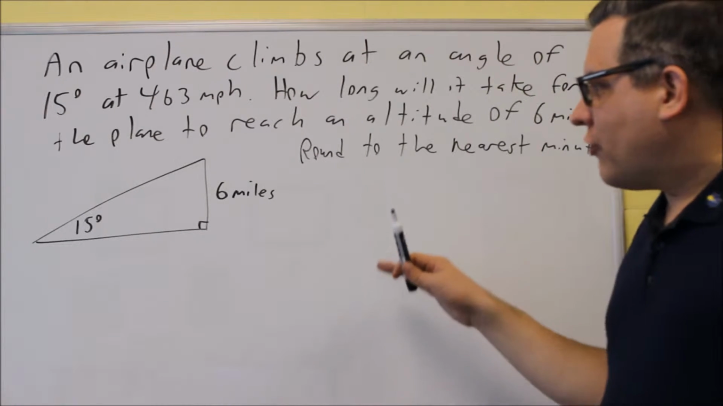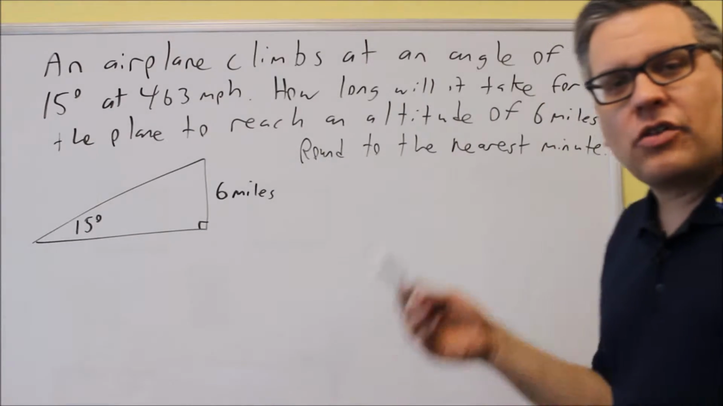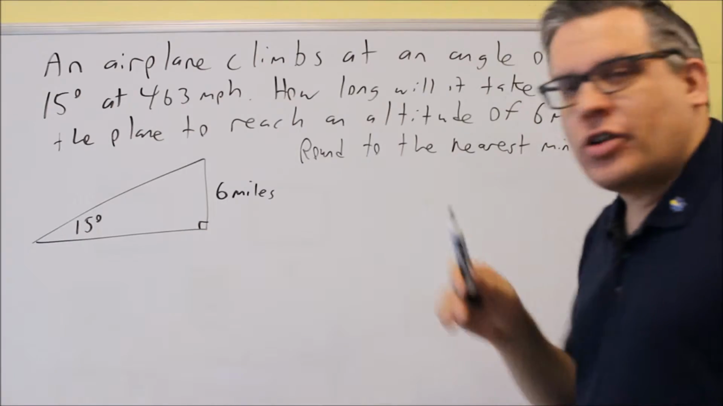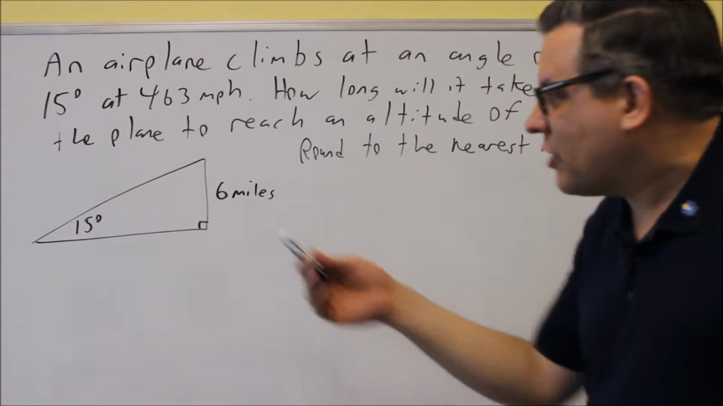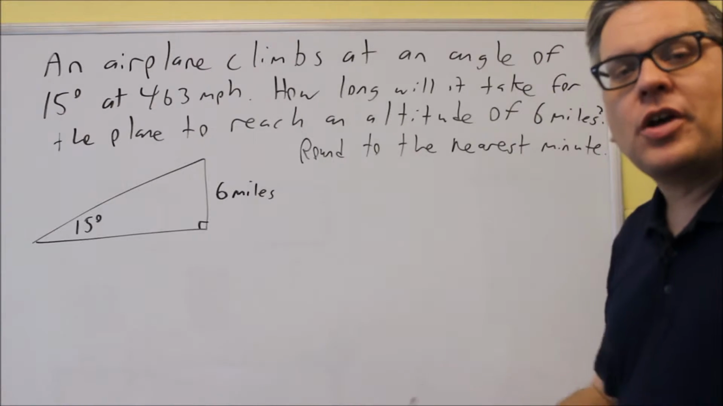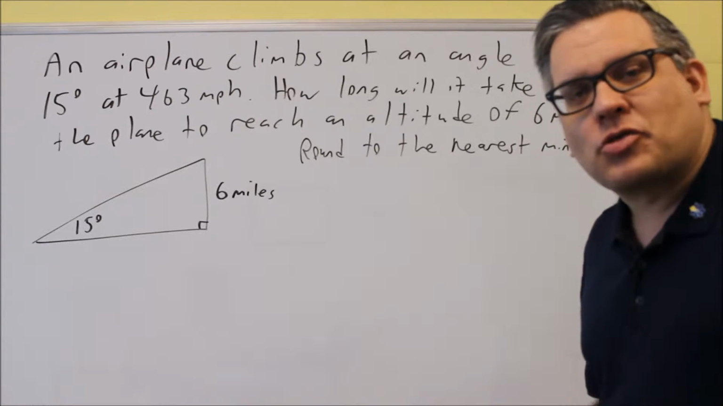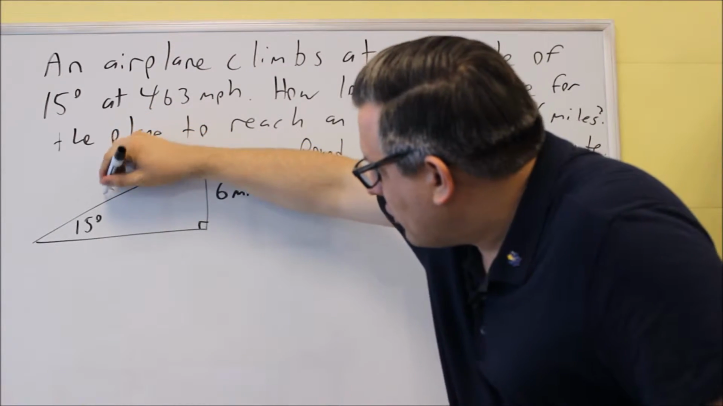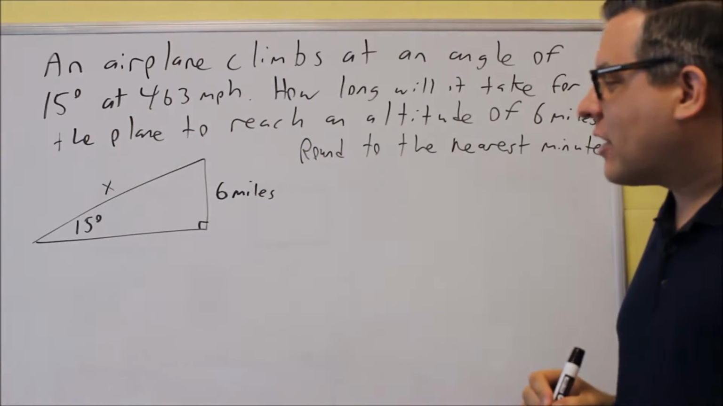Now before we try and figure out the time, we need to first figure out how far the plane actually travels in this direction. If we know how far the plane travels in that direction and we know the average speed, then we can find the time by using distance equals rate times time. That's what we'll use later. But first, we want to figure out what this side is. So I'm going to label that x.